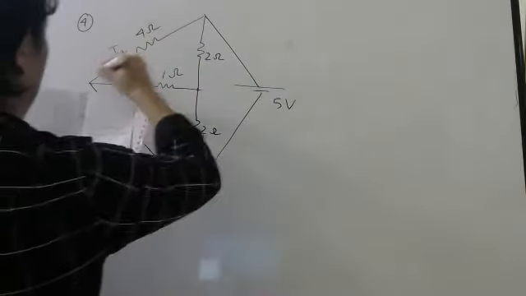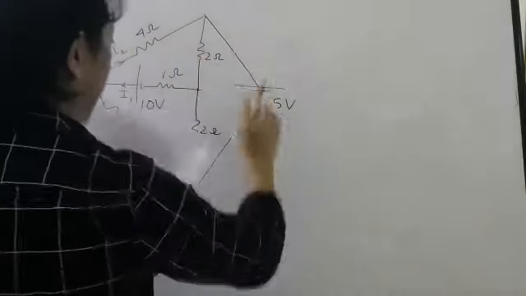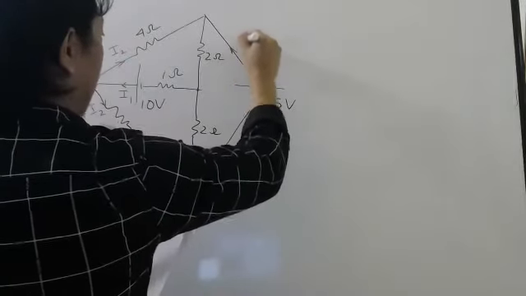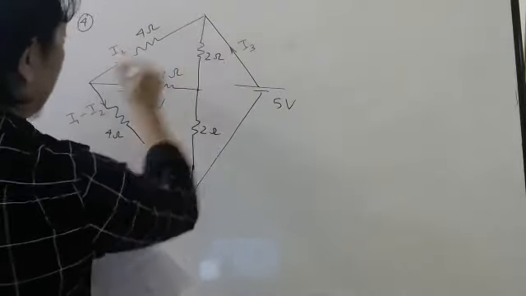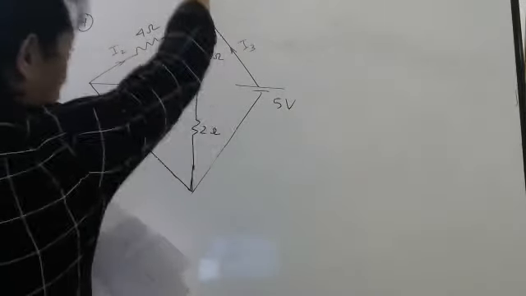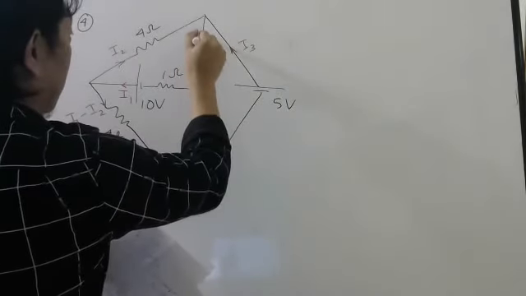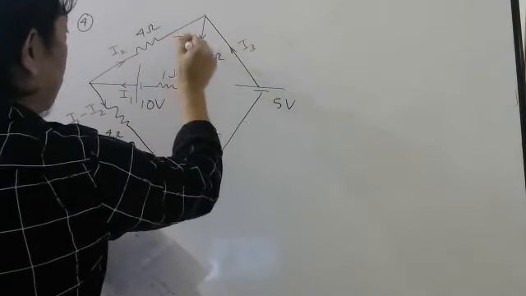Then here I2 is coming. Here they have shown I3. This battery is sending current I3 like this they have shown. So here what will happen? I2 will come, I3 will come. So together they will flow here. This will be I2 plus I3.